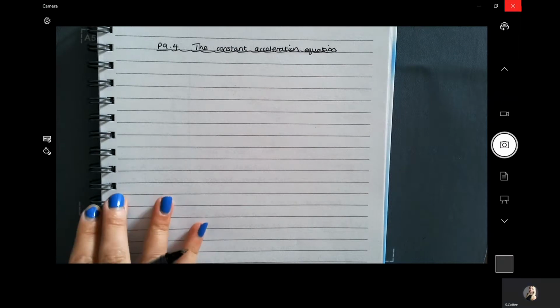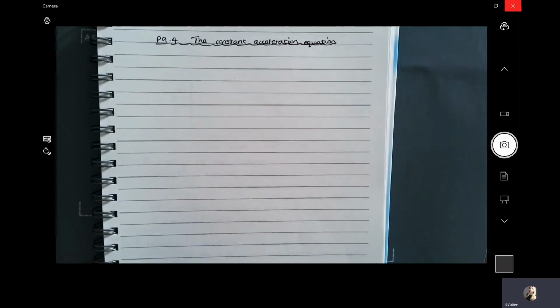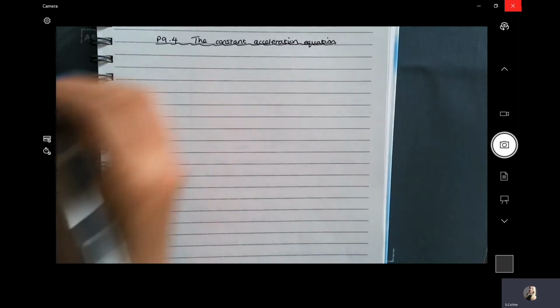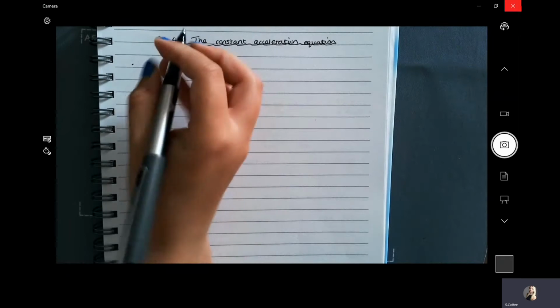This session is part of the final lesson of the P9 topic, P9.4, and it's all about a new equation that we can use to find unknown values such as final velocity, initial velocity, acceleration, or distance travelled, or displacement. The reason that we have this equation is that we can use it if we do not get given a time value in our question.